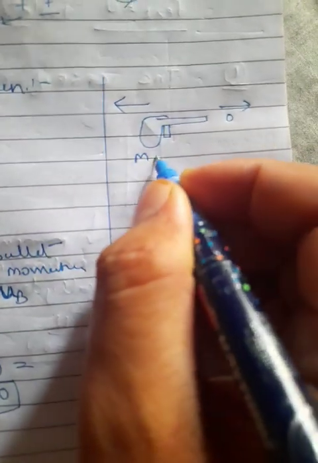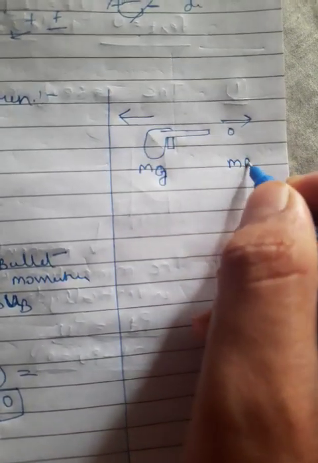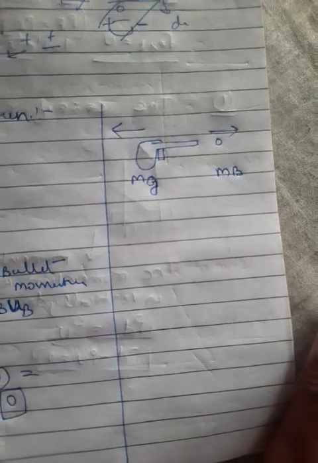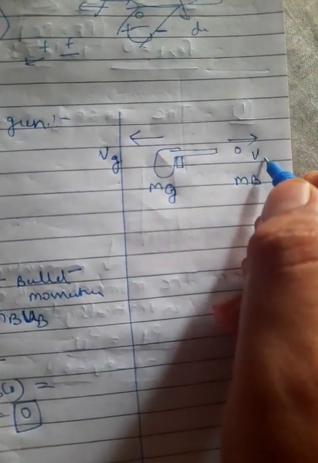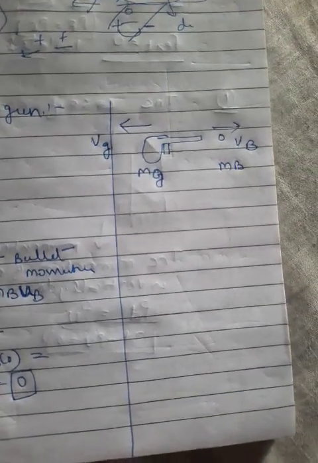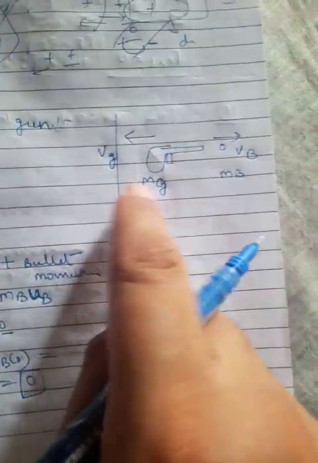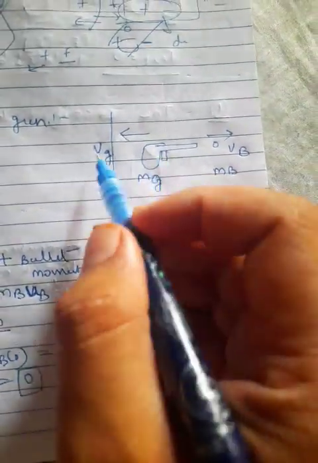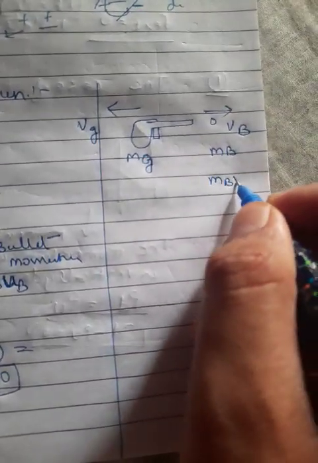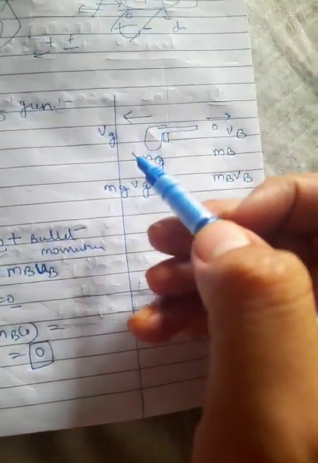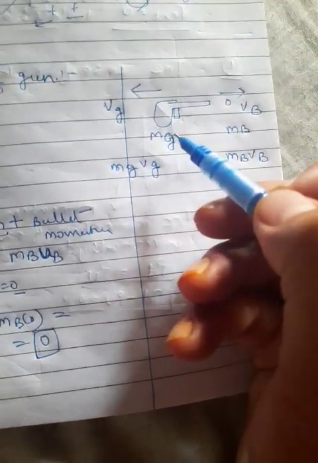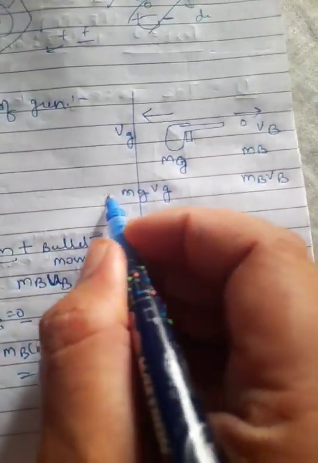Mass will remain the same. Mass of the gun is what? mg. Mass of the bullet mb. Mass of the gun mg, mass of the bullet mb. So the velocity backside in the final position we can say vg. Forward velocity of the bullet is what? vb, bullet velocity. Say yes or no? So we get opposite momentum because this gun will move backside and the bullet will move forward. Momentum here is mb vb, and momentum here is mg vg. But this momentum is in the opposite direction, so we can say this will be negative.